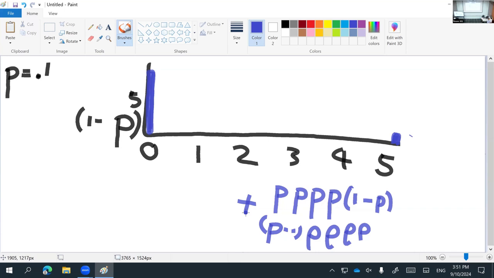There's 3 more possibilities. Sell, no sell, sell, sell, sell. Sell, sell, no sell, sell, sell. Sell, sell, sell, no sell, sell. There are 5 possibilities, right? So after all that, I'm going to probably get something like this.